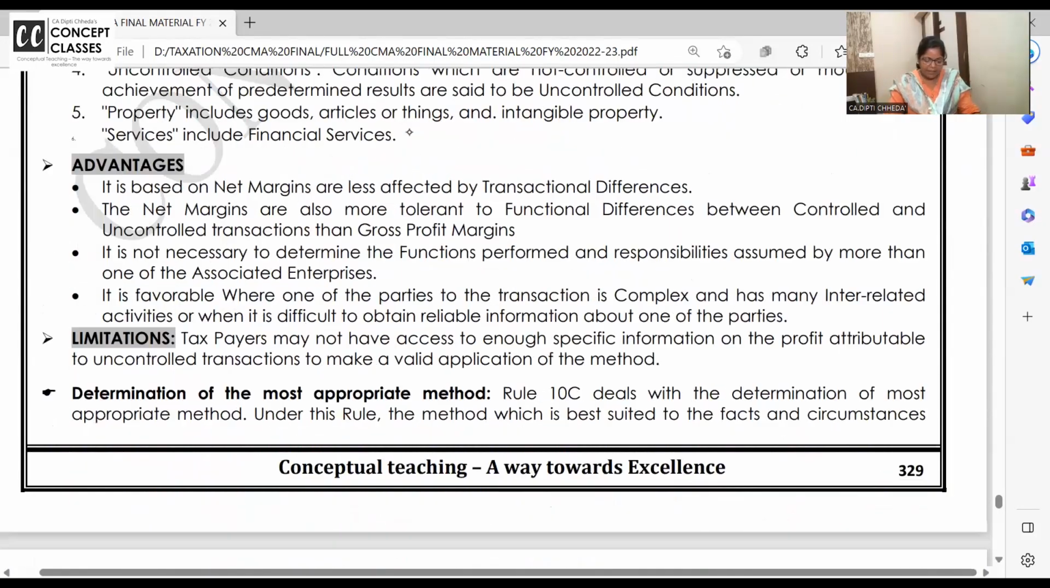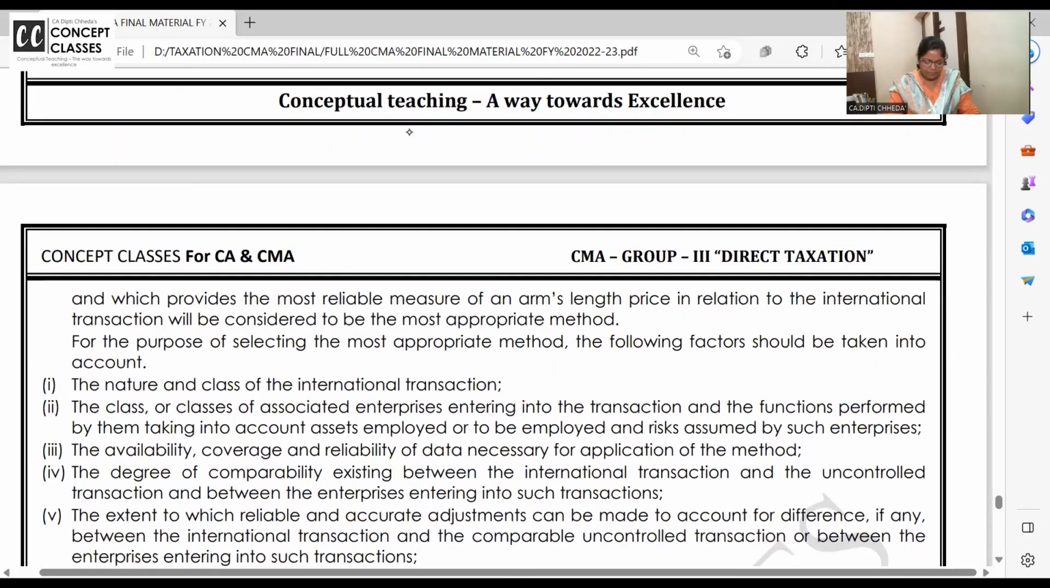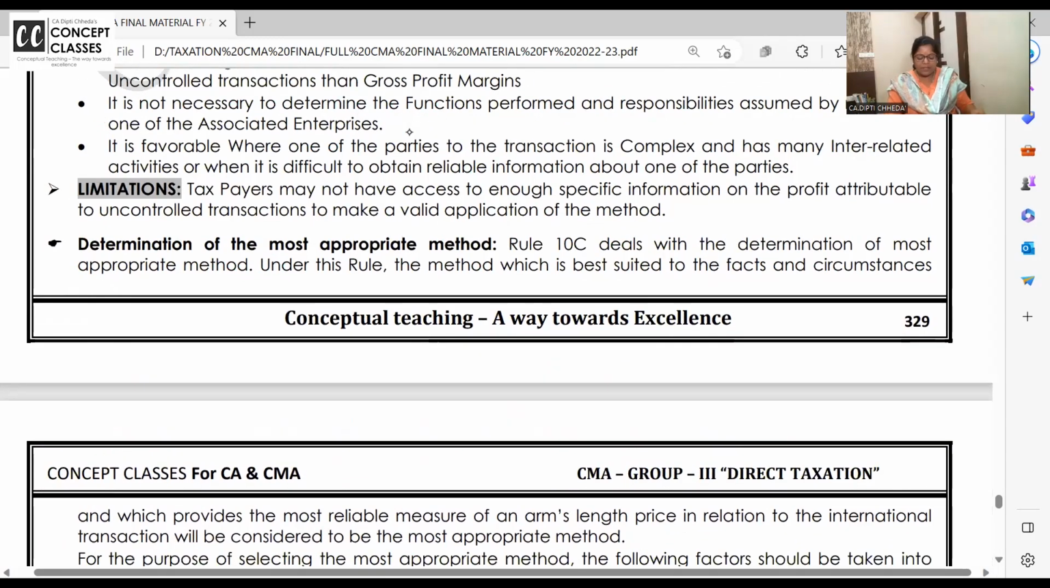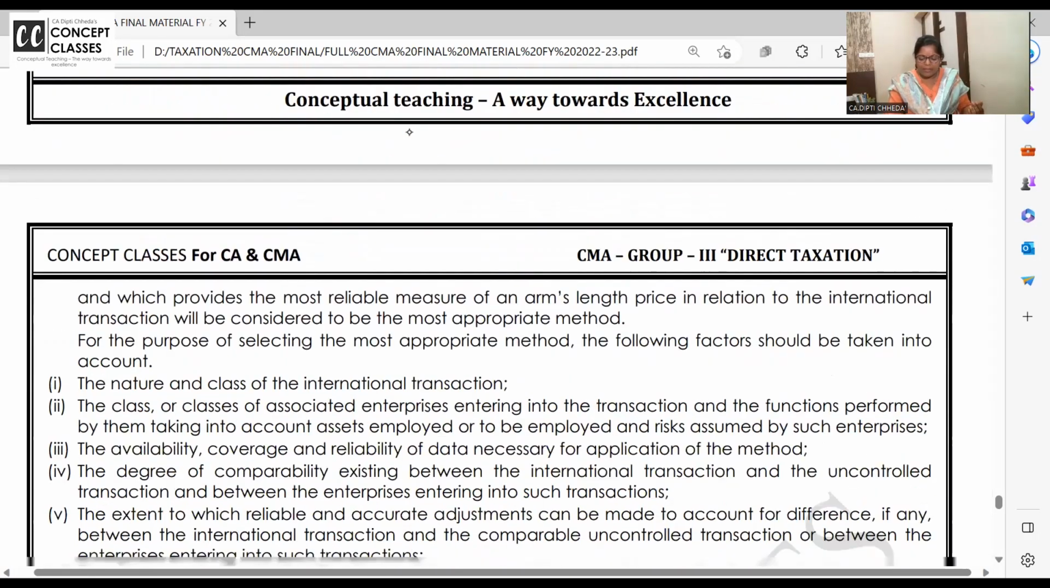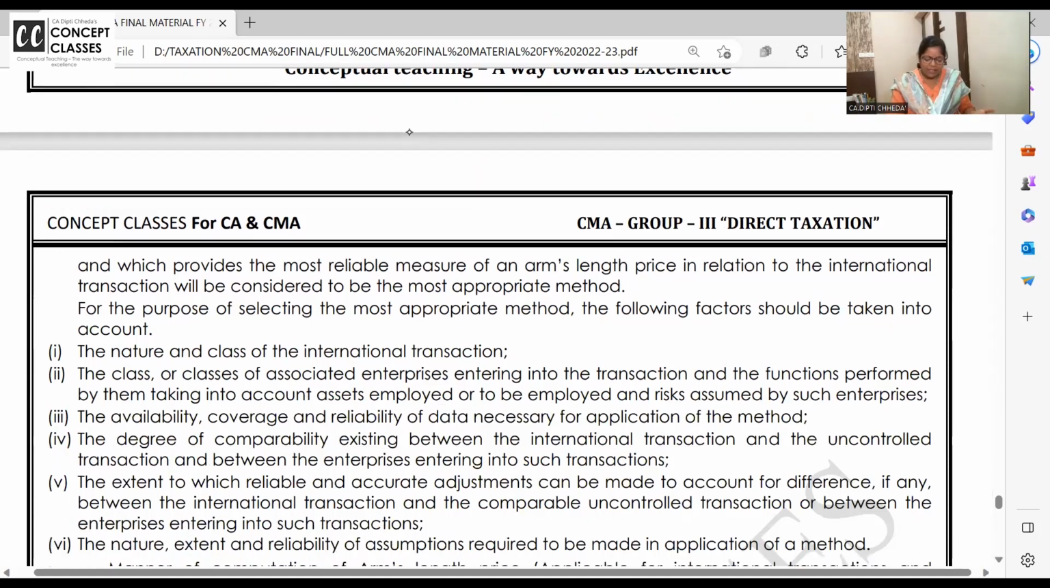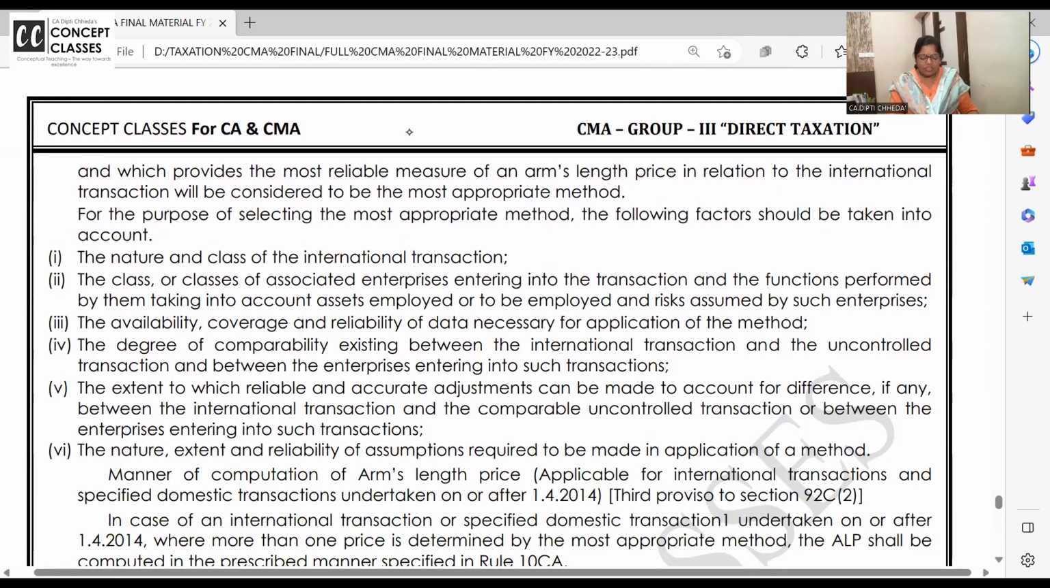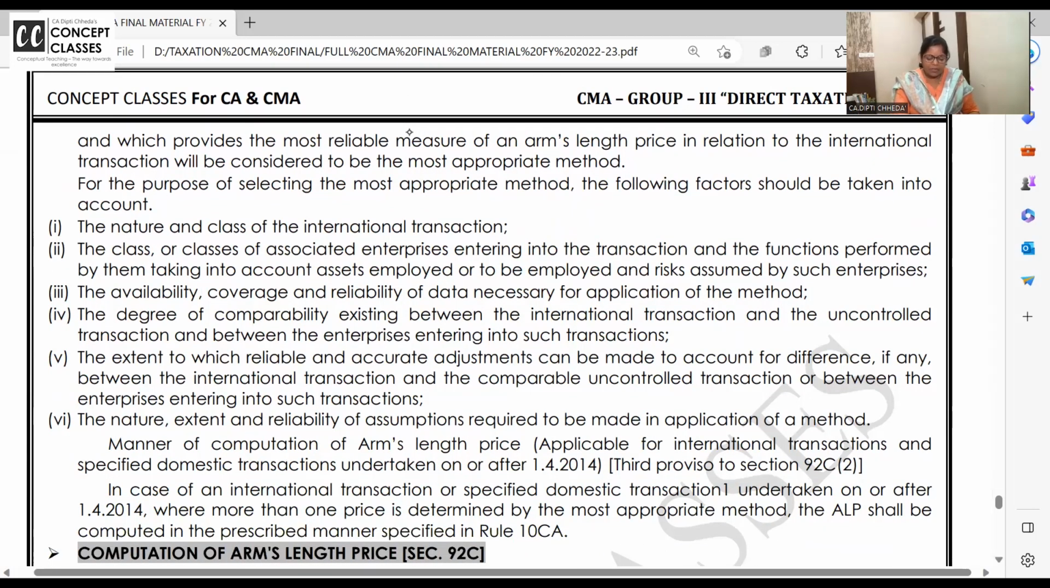We have done the TNMM method, after this comes determination of the most appropriate method. See, when we feel that there are 2-3 methods, you can apply RPM also, so which method will you take? Whichever is most appropriate. So how to select the most appropriate method out of the 5 methods? It depends on the nature and class of the transaction, because for every method you need data. In RPM, how much is the margin, how much is the margin over cost. So what is the data available?